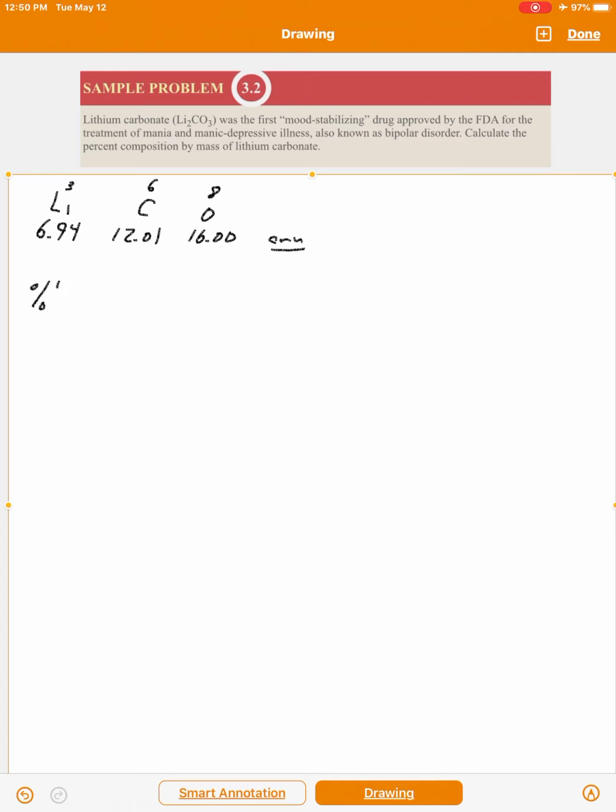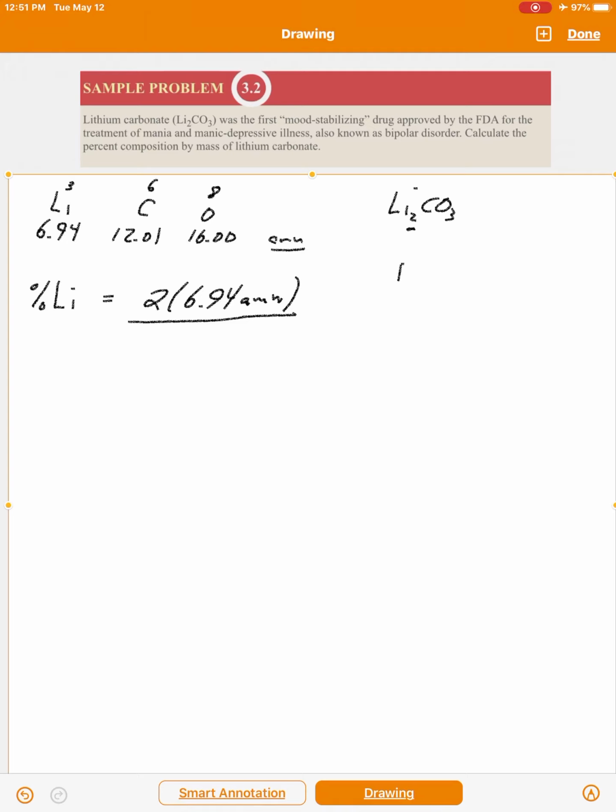So let's do percent lithium first. The chemical formula is Li2CO3. So there's 2 lithiums. So 2 times the atomic mass of lithium divided by, this is an ionic compound. Lithium is a metal. Carbon is a nonmetal. Oxygen is a nonmetal. So we have a metal with nonmetals. So that would mean that we have an ionic compound. So we're going to call this the formula mass. So the formula mass will go in the denominator.